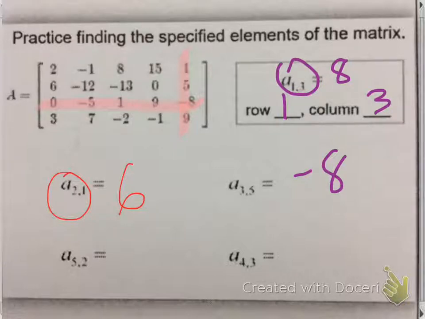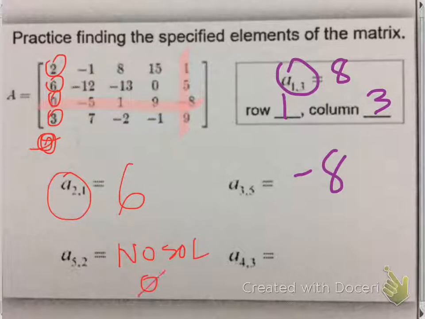Row 5, column 2. So when we're counting this, here's row 1, 2, 3, 4, 5. There's not a row 5. So this would actually be no solution. In math, when we do no solution, we can do that circle with the line through it, meaning no solution. The last one, row 4, column 3. So we're down 4 rows: 1, 2, 3, 4. Column 3 would be 3 over. So we're at negative 2 for our solution there.